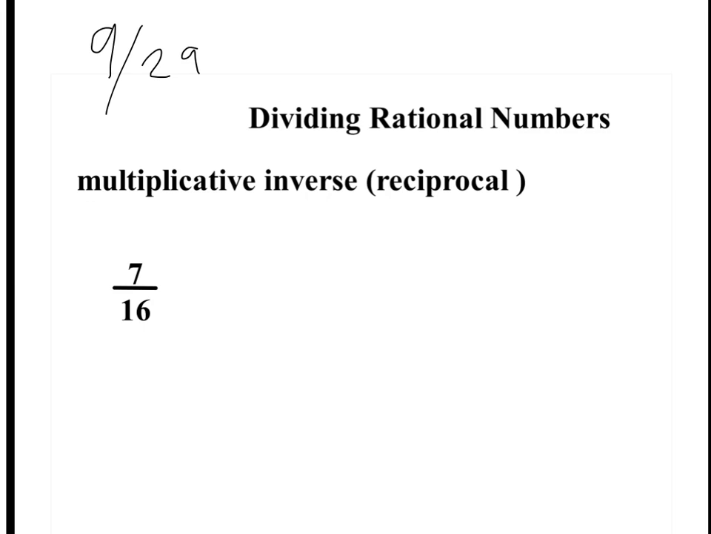So some of your homework problems are going to say, find the reciprocal or multiplicative inverse of 7/16. All we do is flip it and write 16 over 7. It's going to be important that you know how to find the reciprocal of a number. Without it, you can't divide fractions. So 7 over 16 now becomes 16 over 7.